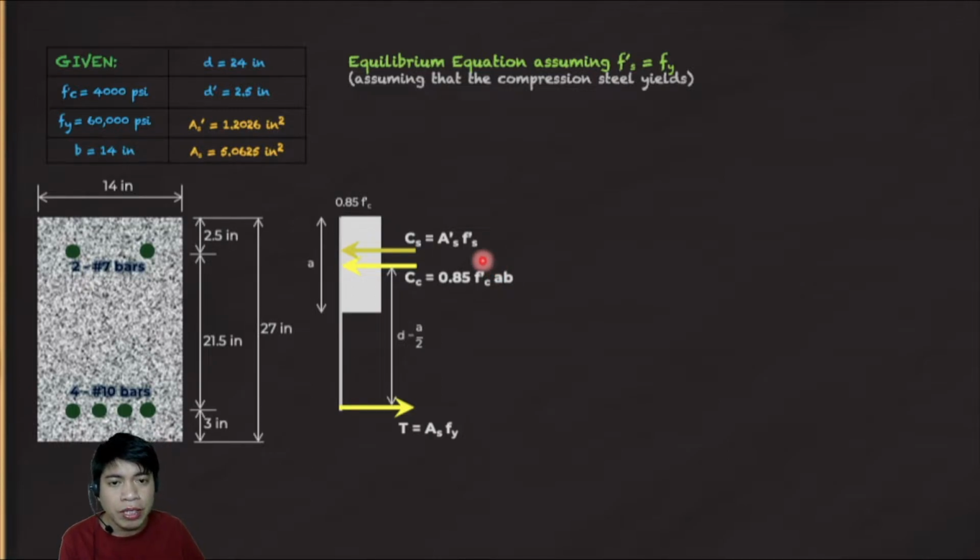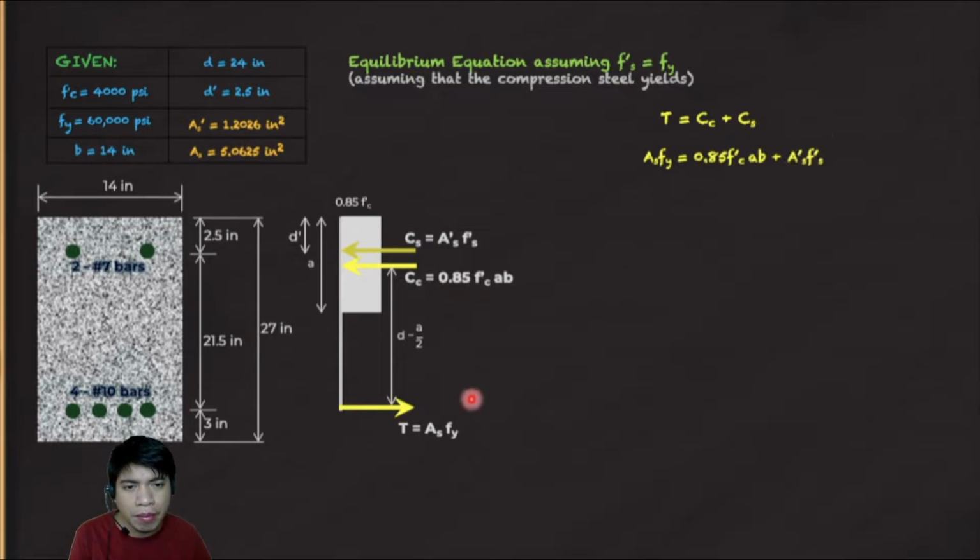Okay, so of course, the distance of this from the extreme compression fiber is d prime. Alam na natin yan, no? So for our equilibrium equation, that is simply tension force is equal to compression concrete force plus the compression steel. So ang gagawin lamang natin is isusulat natin guys yung mga formula ng bawat isa dyan.